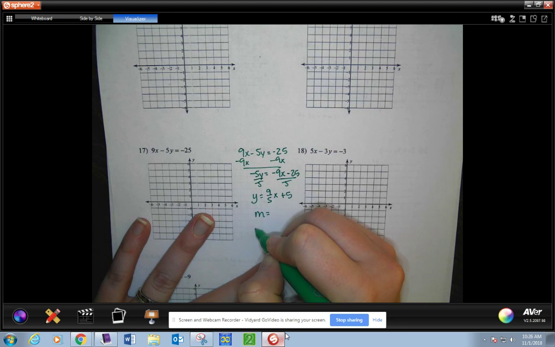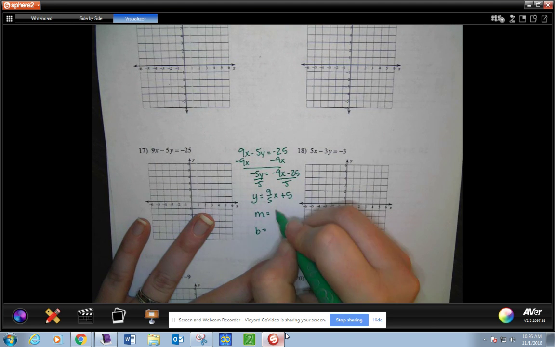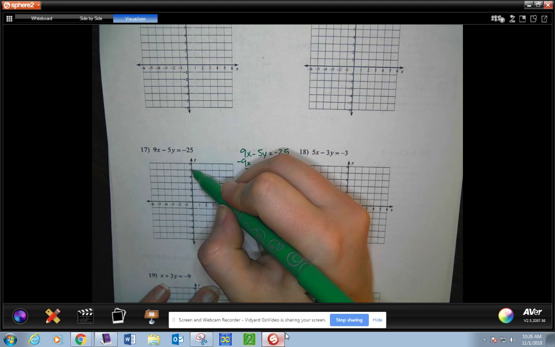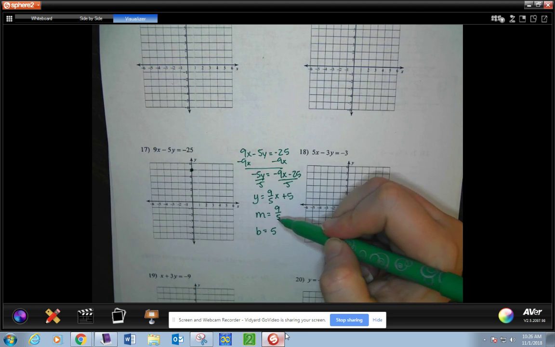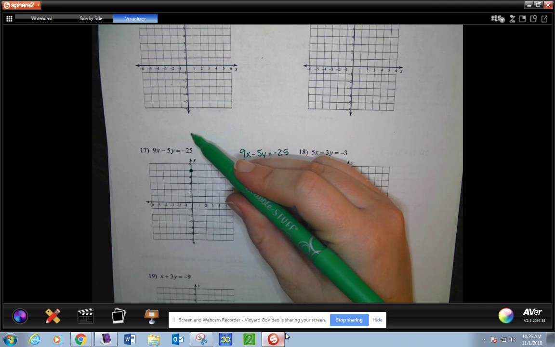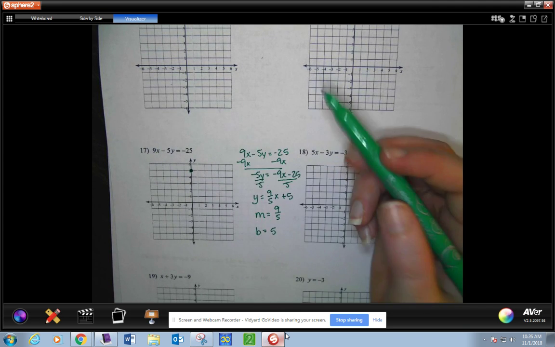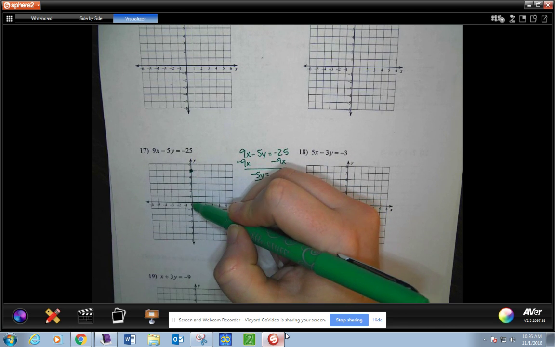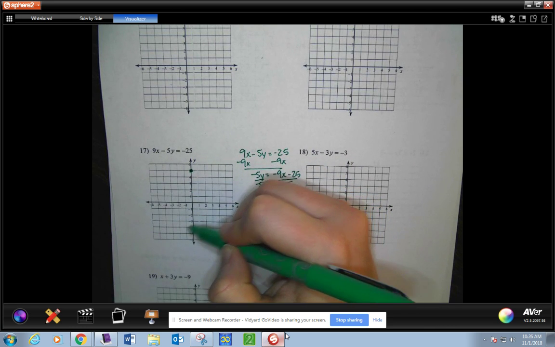So again, I need to see you write m equals and b equals. M is 9/5 and b is 5. So I'm going to start up 5 this time. And 9/5 tells me to go up 9 and right 5, but I cannot do that, so I must do the opposite. I must go down 9, 4, 5, 6, 7, 8, 9, and left 5.